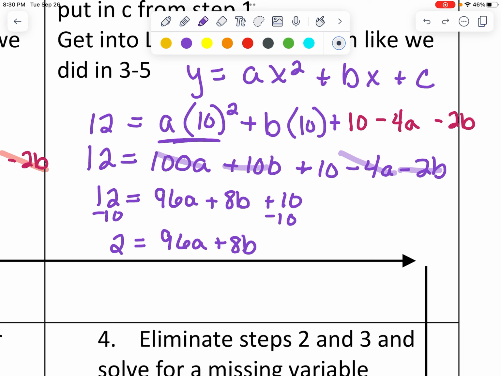But you know what? I remember that most people like to see that equals 2 over here. And that's completely fine. You're allowed to rewrite it like that. I think it's easier for kids.